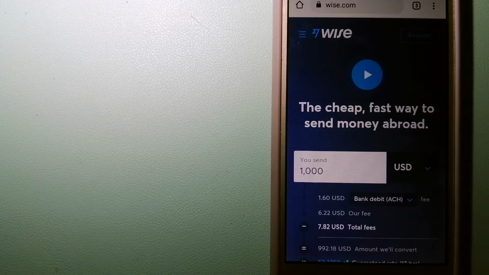We are going to talk about three ways to send money if you are in South Africa and you want to send money to Papua New Guinea. Why do we have to send money overseas? There are a lot of reasons for that.